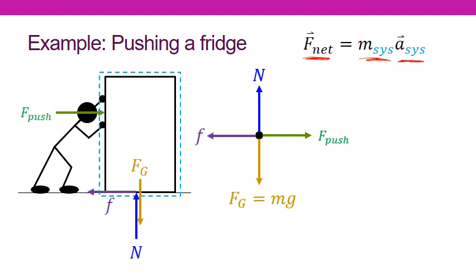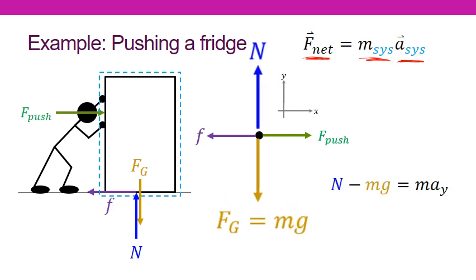Now, Newton's second law is a vector equation. That's not very useful, so we're going to need to choose a coordinate axis. I'm going to choose good old up, down, left, right, where up is my positive direction and to the right is my positive direction. And now I can write my expression of Newton's second law. In the vertical direction, the y direction, I'm going to have the normal force minus my force of gravity, mg, is equal to the mass of my system times my acceleration in the y direction.